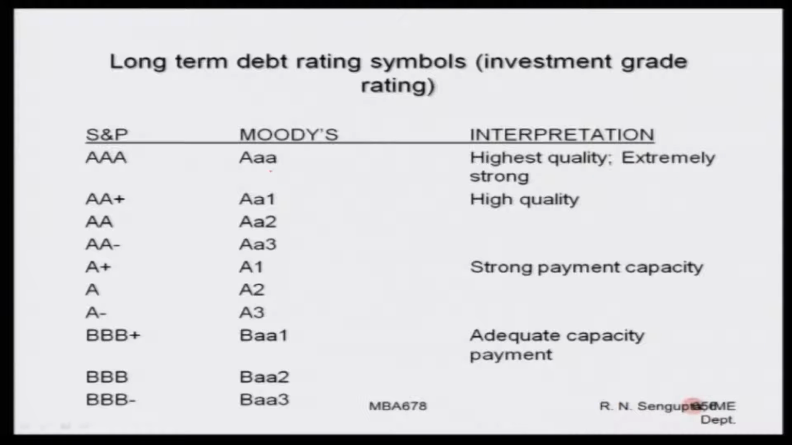If you interpret it in the qualitative sense, the first block would be the highest quality, extremely strong, and the least likely to default. Then you have the high quality, where the default level has slightly increased. Then you have the strong payment capability, where the default risk is still there and is slowly increasing. Then you have adequate payment capacity, where now the concept of default has really increased.